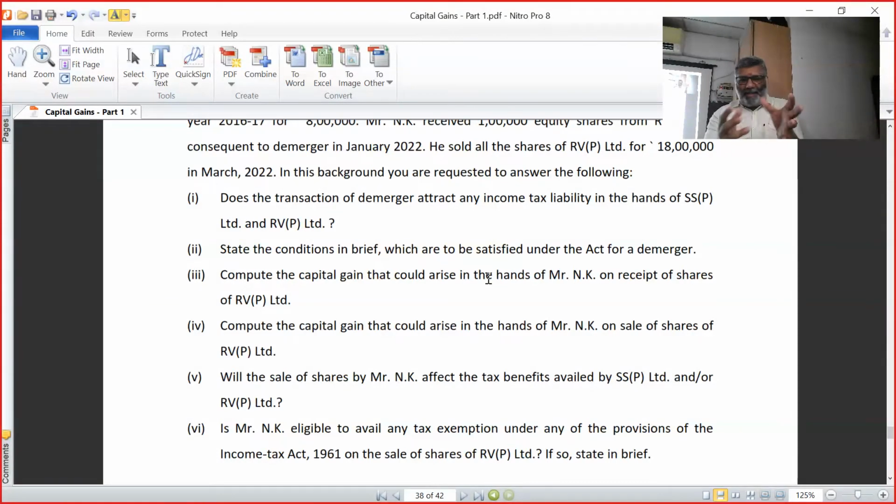Later in the Excel, I will write the answers, but as of now I assume that the class knows all the theoretical answers, so I'll go to part 4 onwards. Part 4 and part 6, I will work out. Part 4: compute the capital gain that could arise in the hands of Mr. NK on sale of shares of RV Limited.